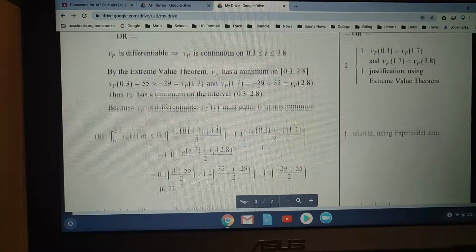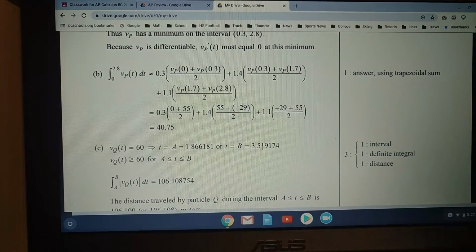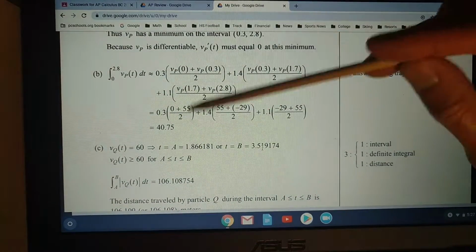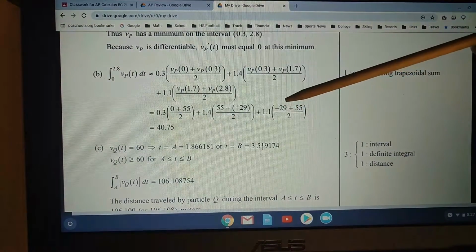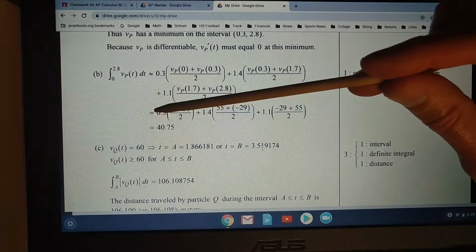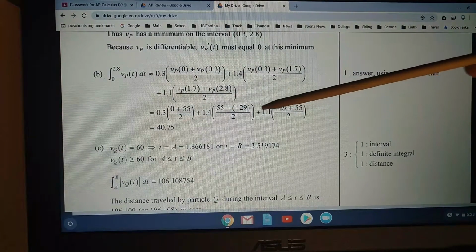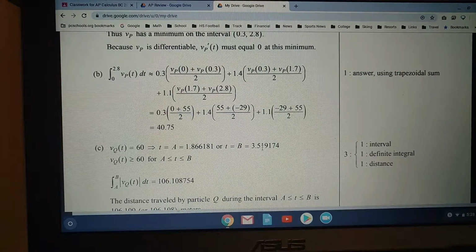All right, part B. Part B, you get 1 point simply for getting your answer and using a trapezoidal sum. So we need to see the trapezoidal sum. We need to see the correct answer. Really, you get your entire credit if you have this line right here. That line right there, you could leave it just like that. That gets you your entire credit. If you do simplify, you do have to get that answer.